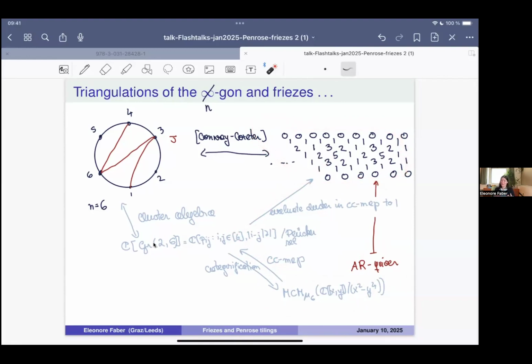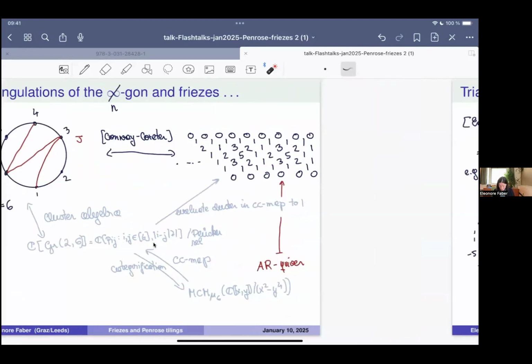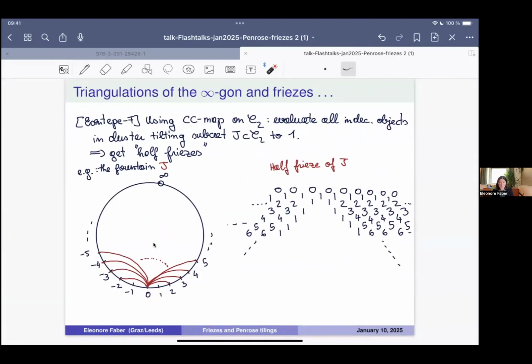And so now the question is, what happens if we do that for the infinite case? We can now do this. We have a cluster character from Paquette and Yildirim, so we can also evaluate at all the indecomposable objects from the fountain to 1. We have already seen that we get an integer. This is only a finite sum if and only if we don't cross the fountain. And if we cross the fountain, then we would get infinity.